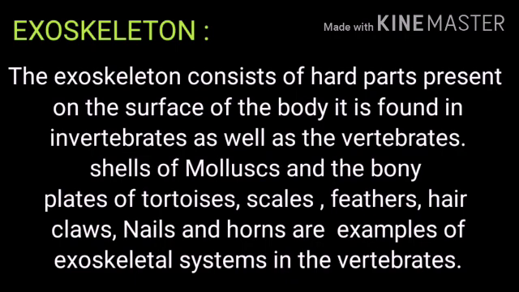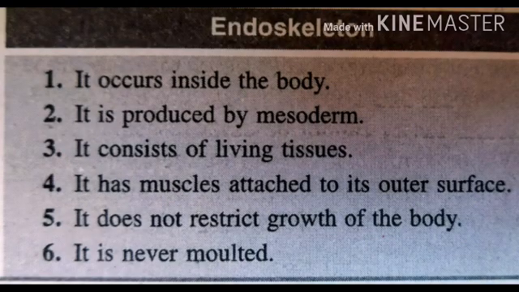Exoskeleton. The exoskeleton consists of hard parts present on the surface of the body. It is found in invertebrates as well as vertebrates. Shells of mollusks and the bony plates of tortoise, scales, feathers, hair, claws, nails, horns are examples of exoskeleton in vertebrates. Now just pause the video and take down the following keywords for your reference.